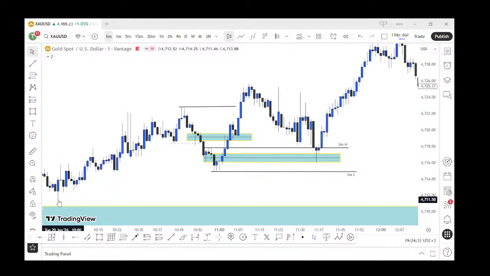So this is the 3 minutes high, but it acted as our resistance. Remember, this is our 3 minutes low, which is acting as our what? Our support. So liquidities are here down, liquidities are here. Then we saw market come here and being rejected in our fair value gap.